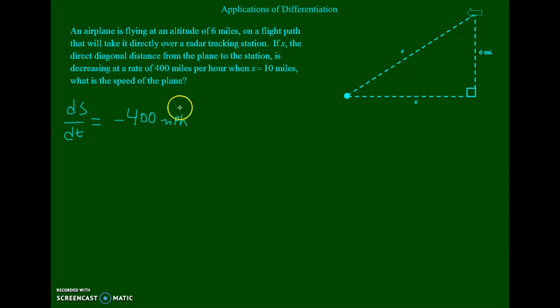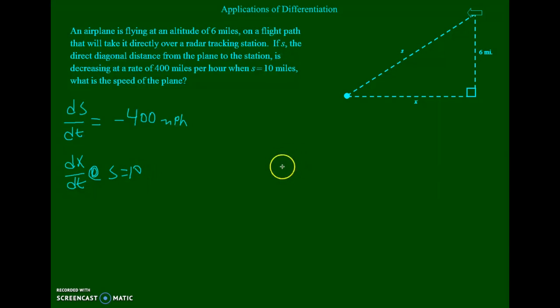And what we're looking for is the speed of the plane. Since I've labeled this as x, the speed is going to be dx/dt. So it's the rate of change of this distance with respect to time. That's going to be our speed. So we're looking for dx/dt when s equals 10.